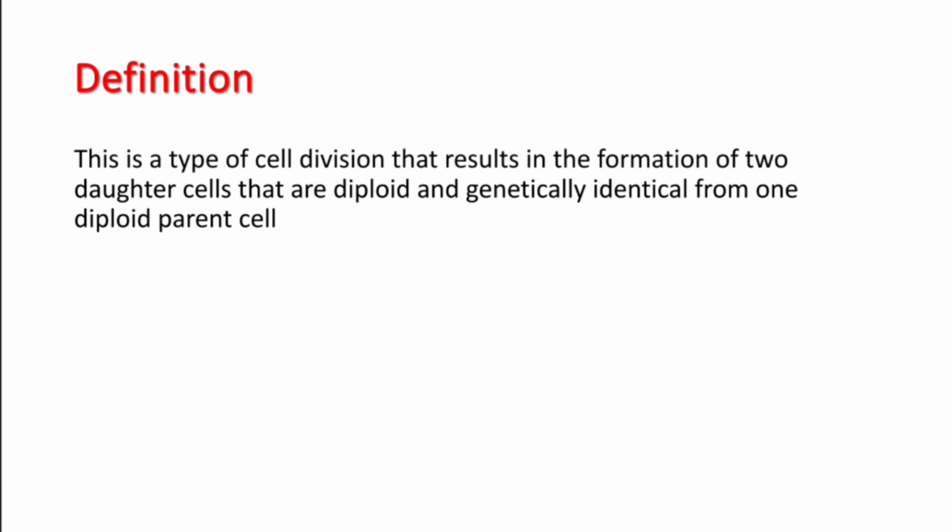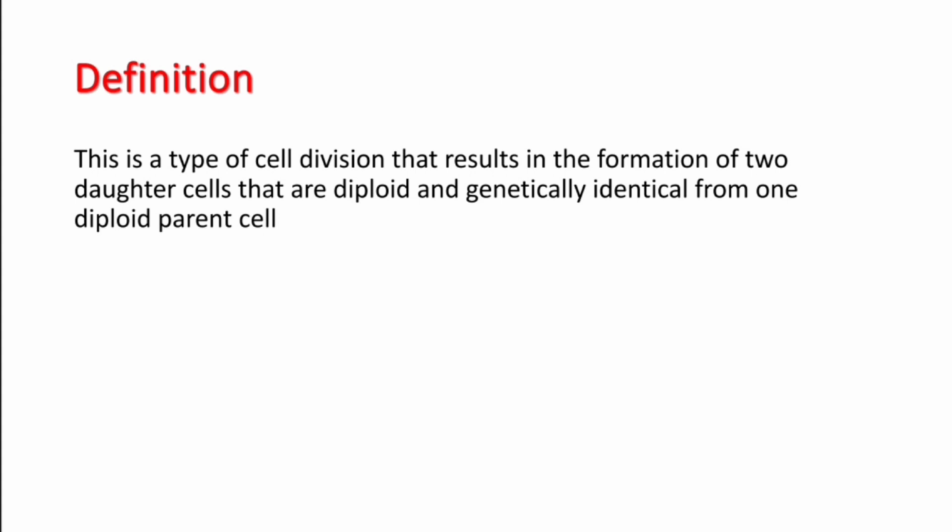So as we all know, mitosis is a type of cell division that results in the formation of two daughter cells that are diploid and genetically identical from one diploid parent cell. So in this type of cell division, we are seeing the formation of two new cells known as daughter cells. And these two new cells, they are genetically identical with the parent cell.